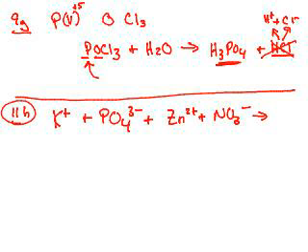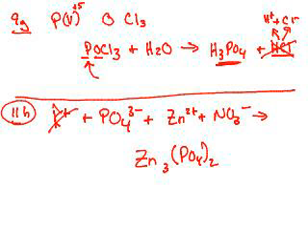This is a very, I would expect this. This would be one question, I think, that you're going to see one like this. It's going to be zinc phosphate, Zn3(PO4)2. The potassium and the nitrate are spectators, and they fall out. So you'll need to have 3 zincs and 2 phosphates.